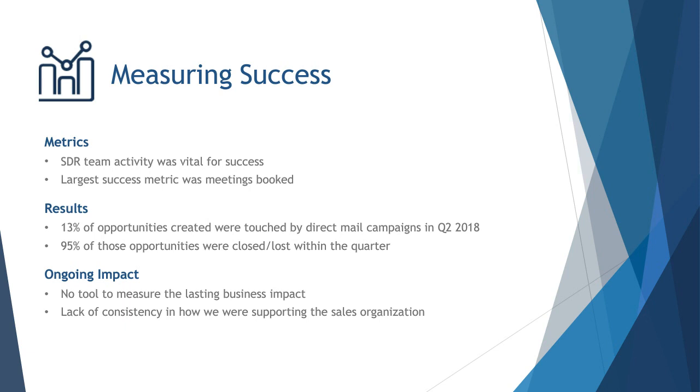Just to give an understanding of the results, this is probably early 2018: only 13% of our opportunities created had a direct mail campaign touch in Q2 of 2018. And 95% of those actually were closed losses in the quarter. So understanding that now, I am almost shocked that it took us so long to get our act together and realize that we could be doing so much better and turn around these issues and create a more cohesive ABM strategy.